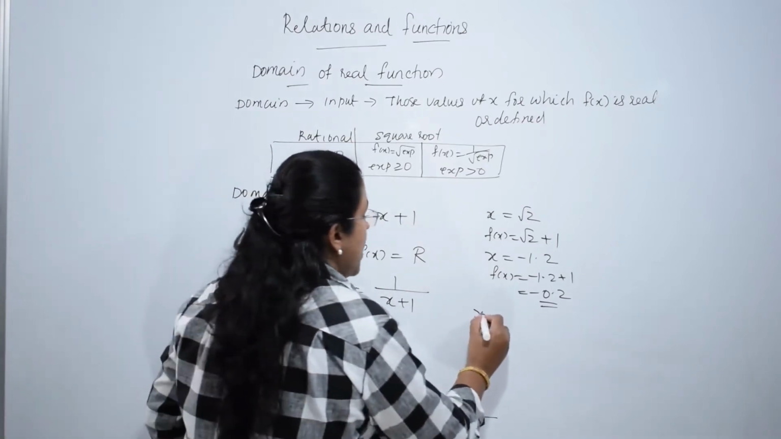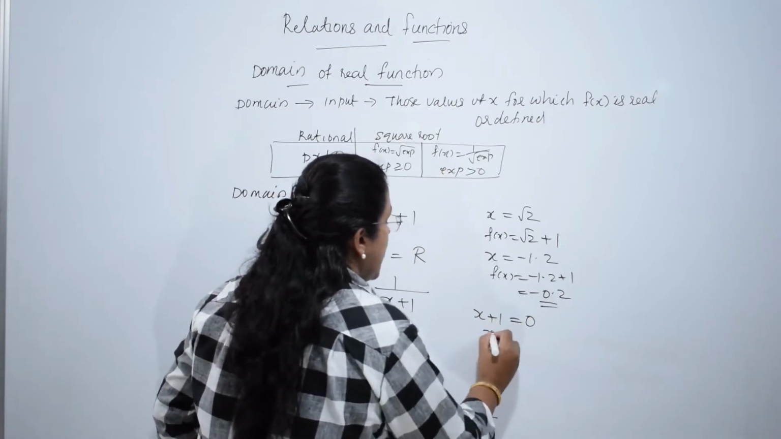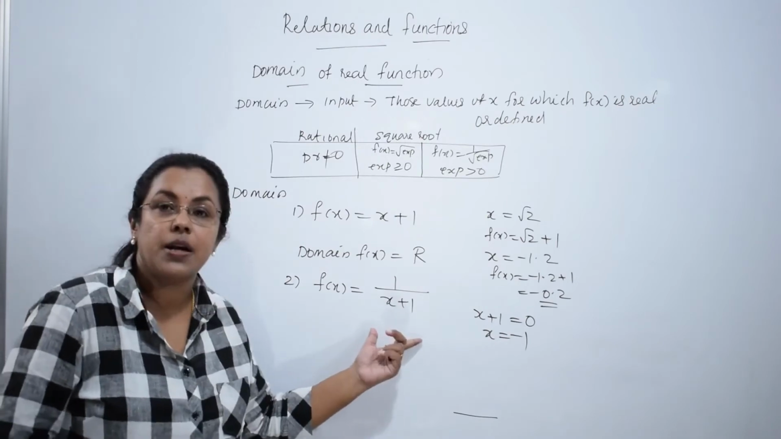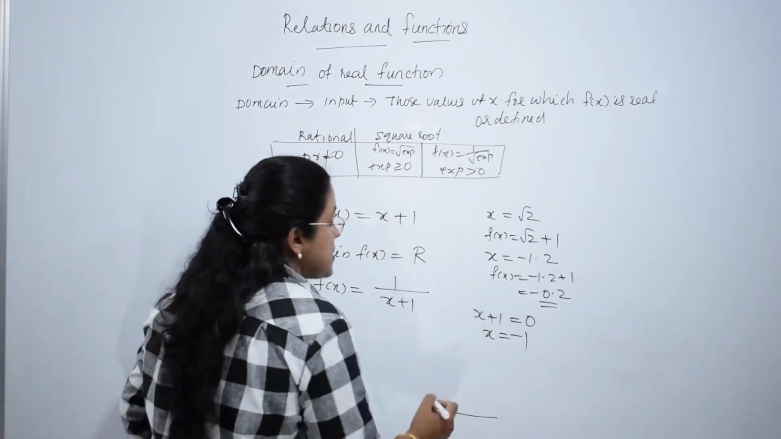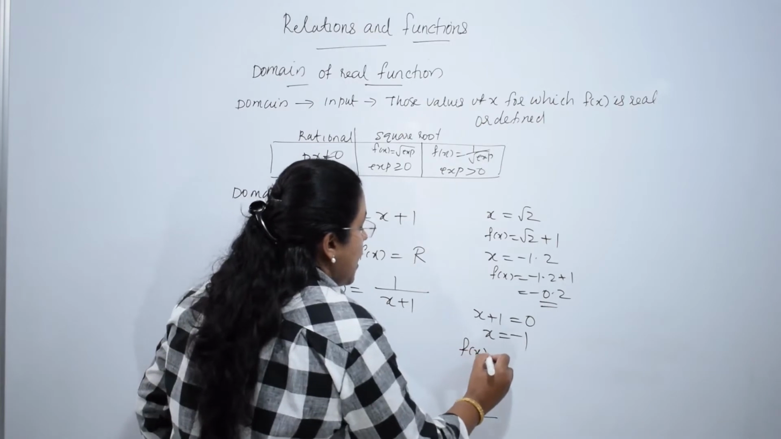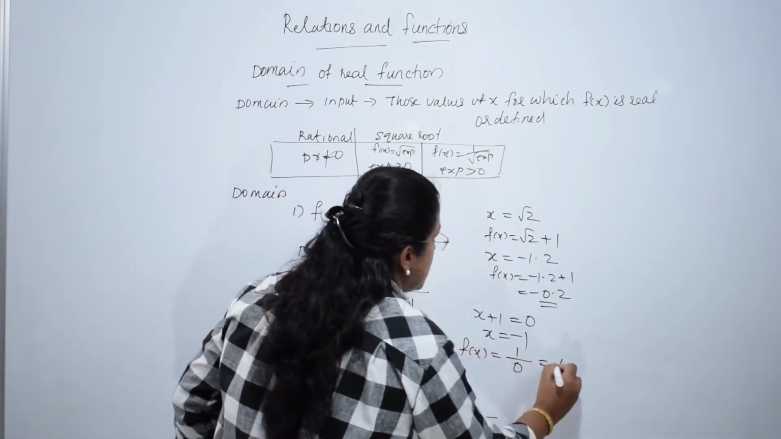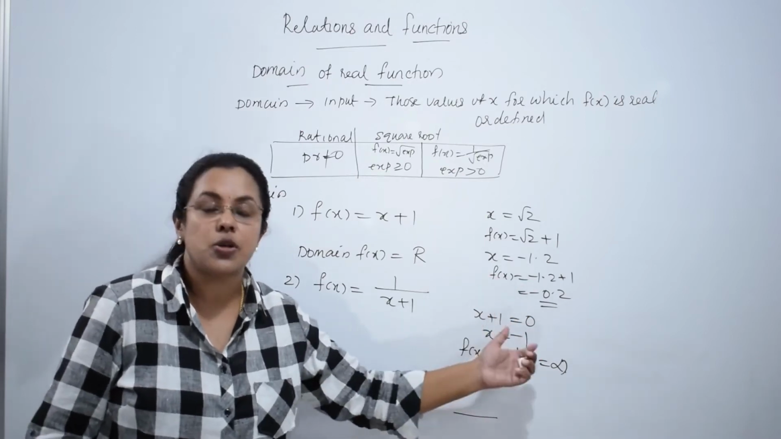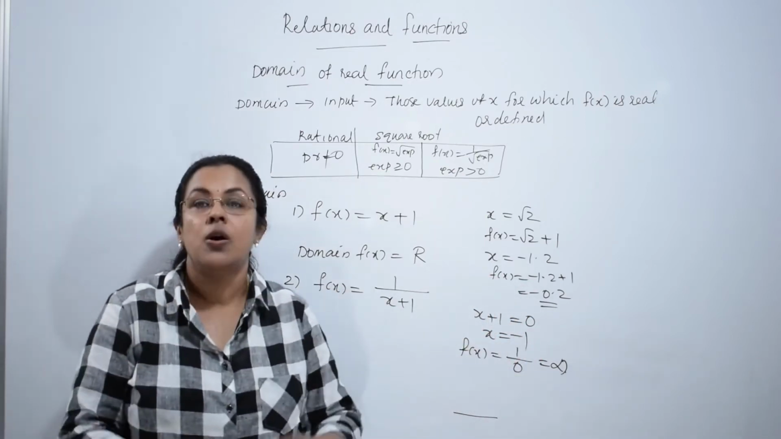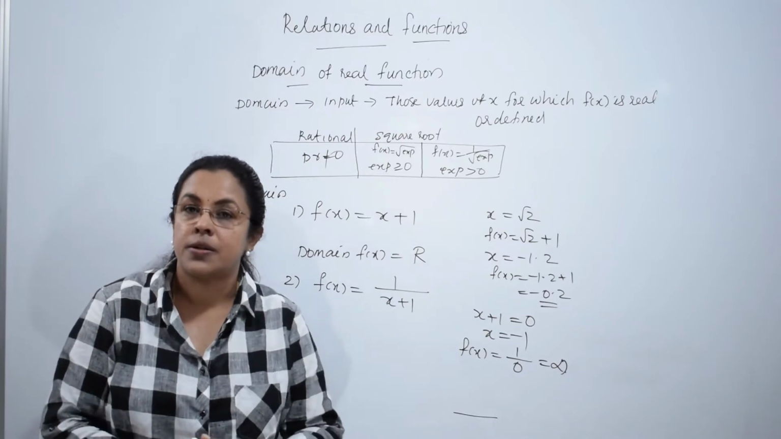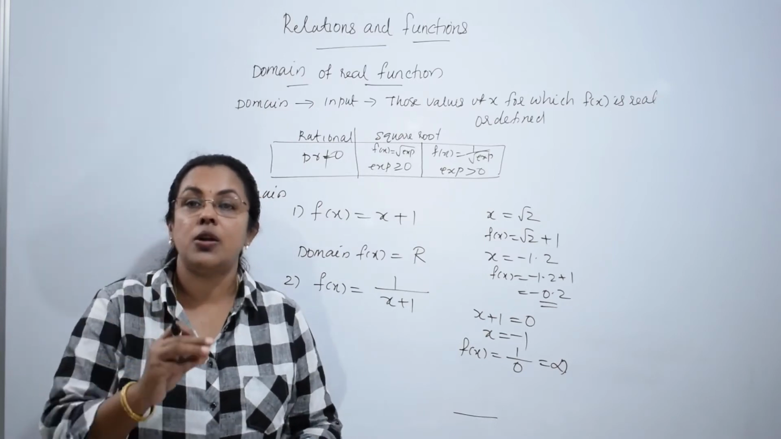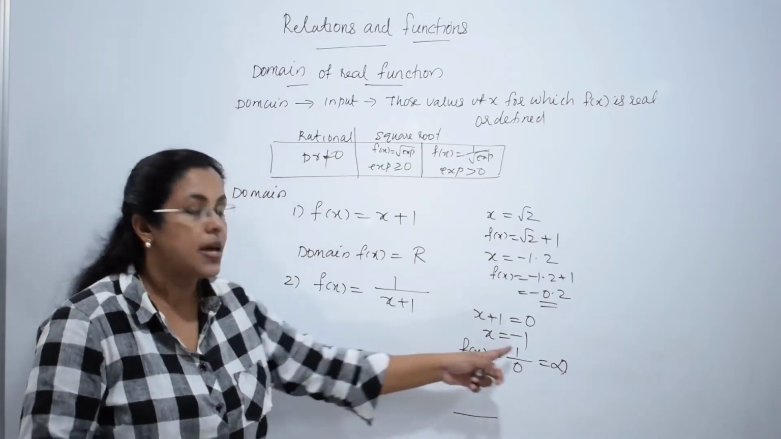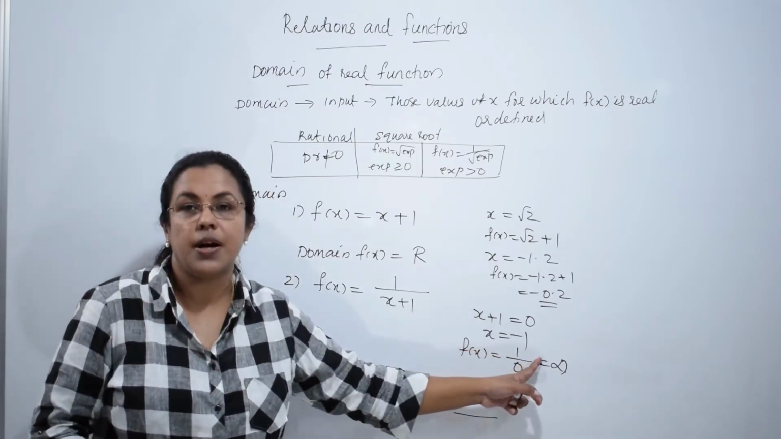If we put x plus 1 as 0, x is equal to minus 1. If we put x equal to minus 1 here, f of x becomes 1 by 0, that is equal to infinity. For all other values of x, f of x is real or defined. The only value for which f of x is not defined is x equal to minus 1.